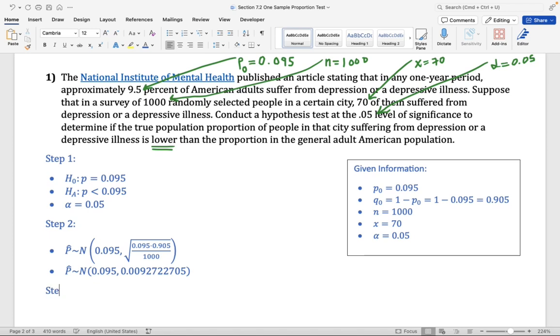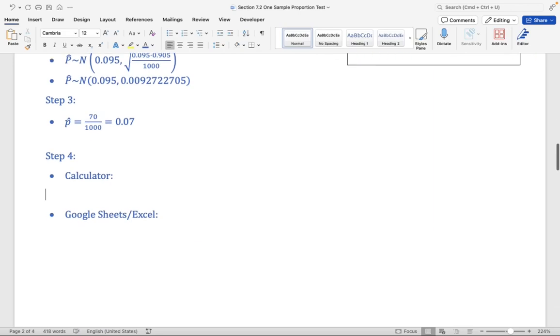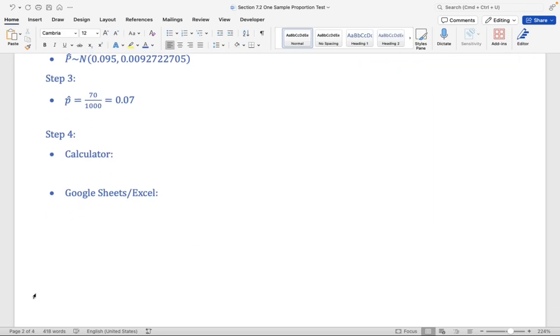Now, step 3 is going to be finding p-hat. P-hat is going to be equal to x divided by n, that is 70 divided by 1,000, which is 0.07. Now, we're ready to move on to step 4. Here, I'm going to show you how to find the p-value using a calculator, and I'm also going to show you how to find the p-value using Google Sheets.